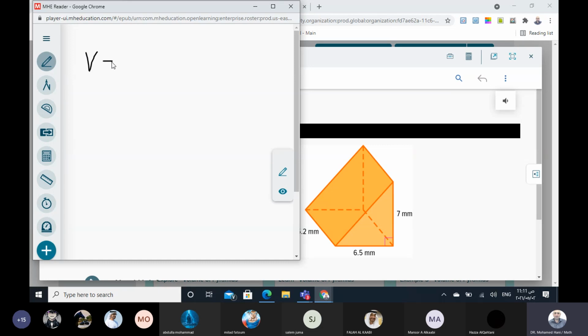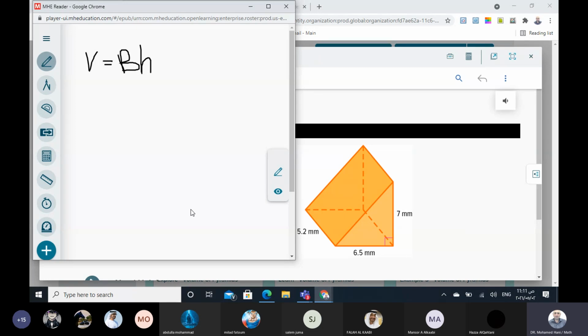V means the volume, equal to B, capital letter, means the area of the base, multiplied by the height of the volume. Now V equals, what is the type of the base? Triangle. How to find the area of the triangle?